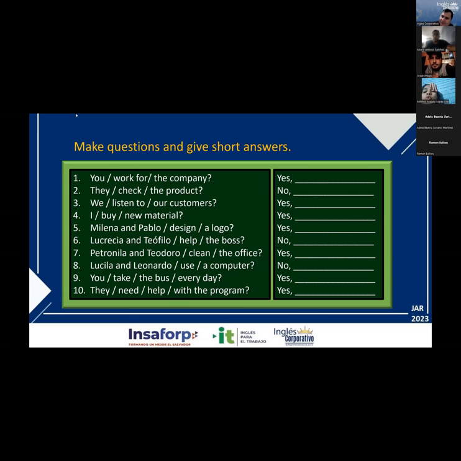Do you take the bus every day? Yes, I do. We can say yes, I do, or yes, we do, because it can be plural. If it's plural, yes, we do. Singular, yes, I do. Do they need help with the program? Yes, they do.